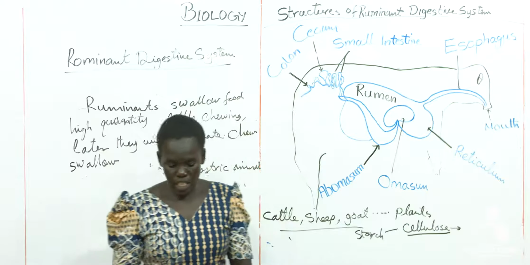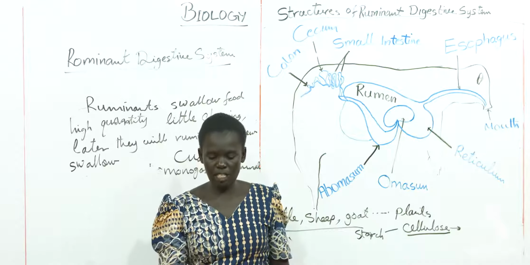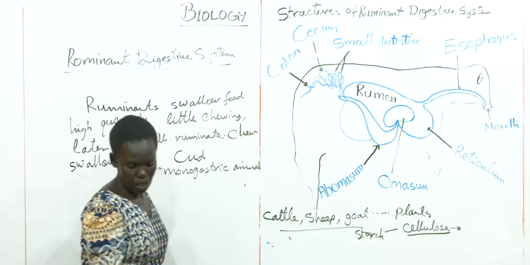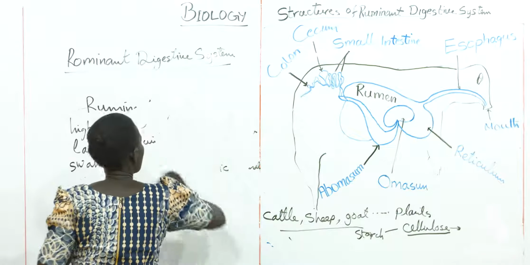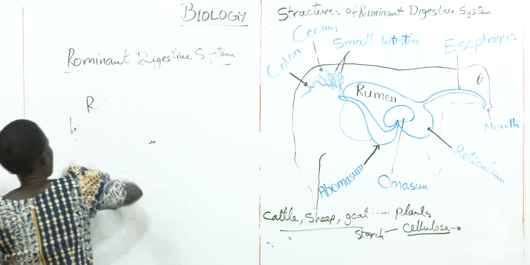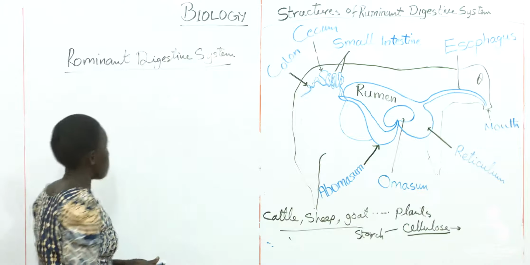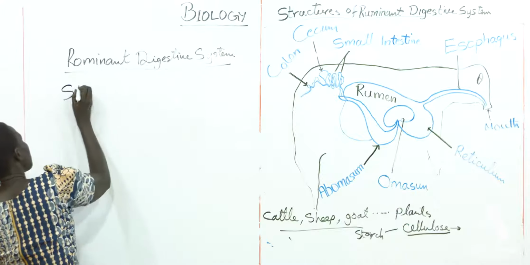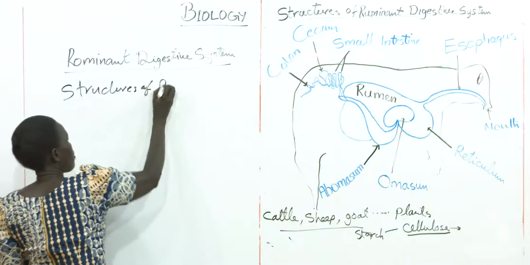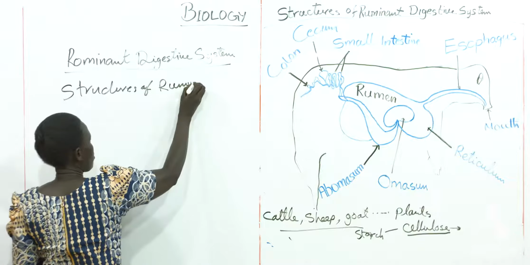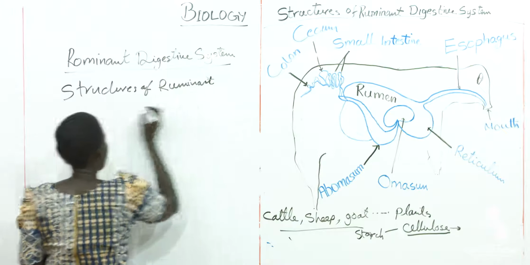So let us look at the structures of the ruminant digestive system. The digestive system in ruminants starts at the mouth.